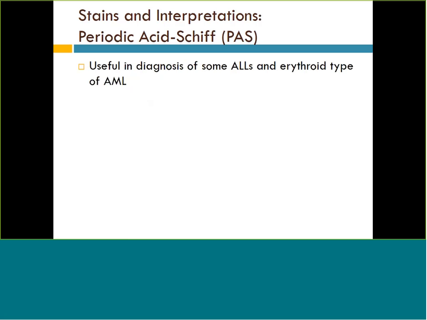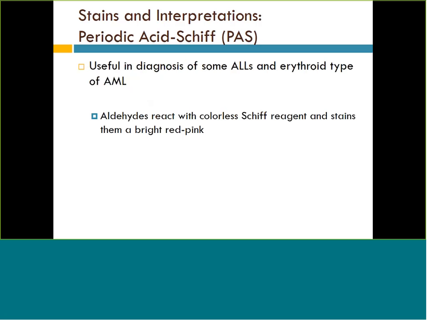This one will stain positive for ALL, and it stains positive for one type of AML. It's the erythroid type of AML, so the red cell line. So there is a leukemia called erythroleukemia. It will stain that positive, and then it will stain ALL positive. All other AMLs are negative.